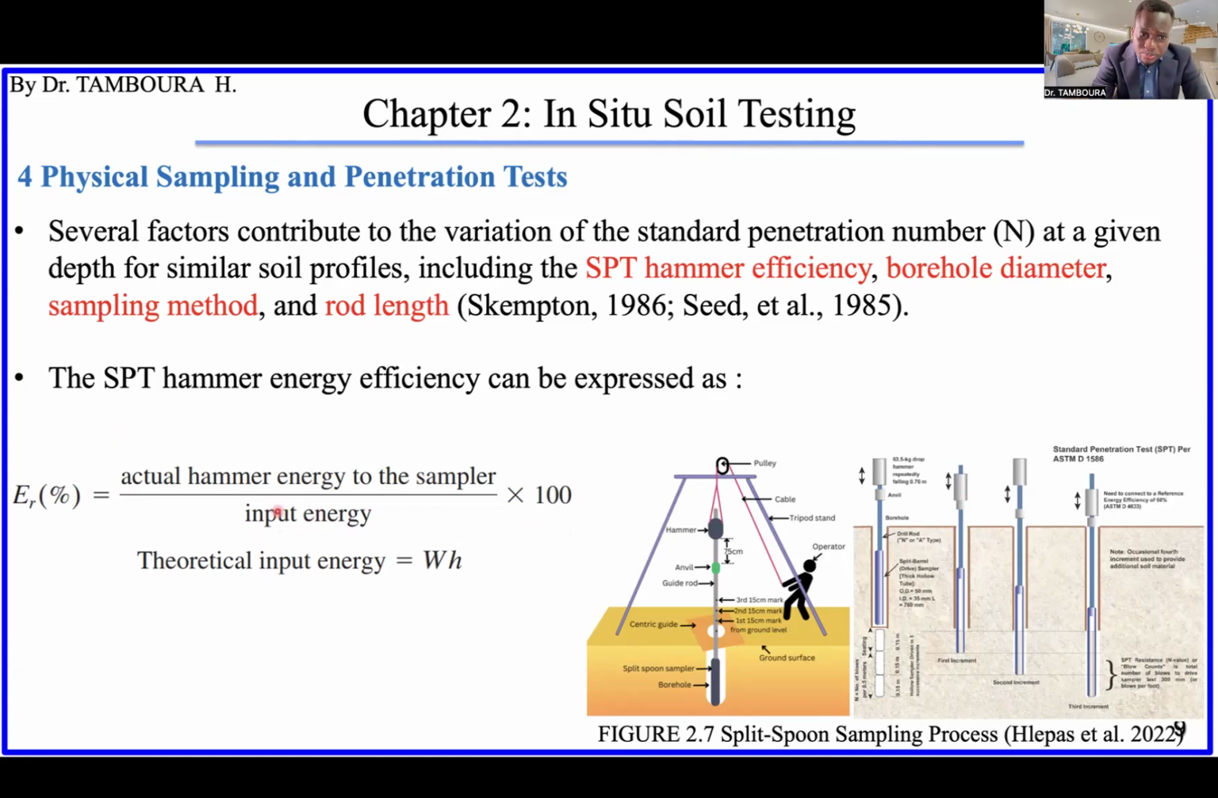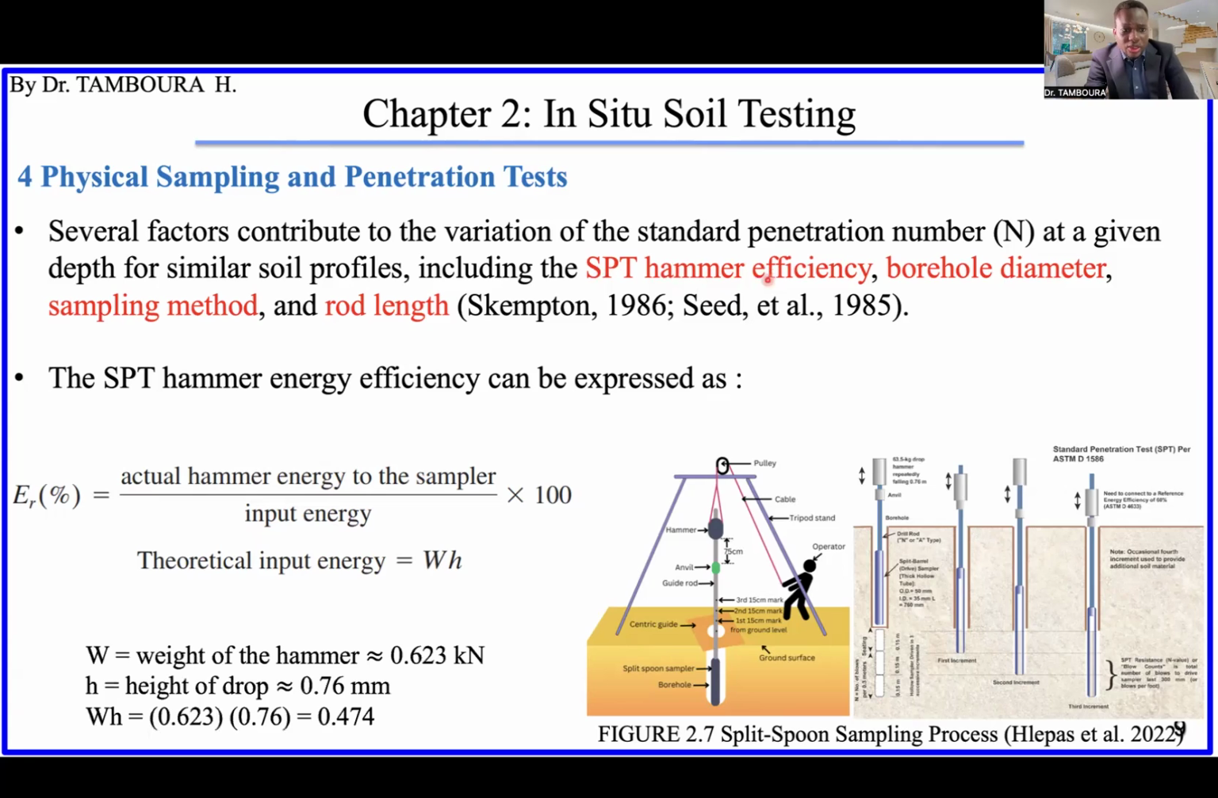So this will affect the N-value. As you can see here, SPT hammer efficiency. W is just the weight of the hammer, H is the height of drop. So the theoretical input energy is about 0.474.